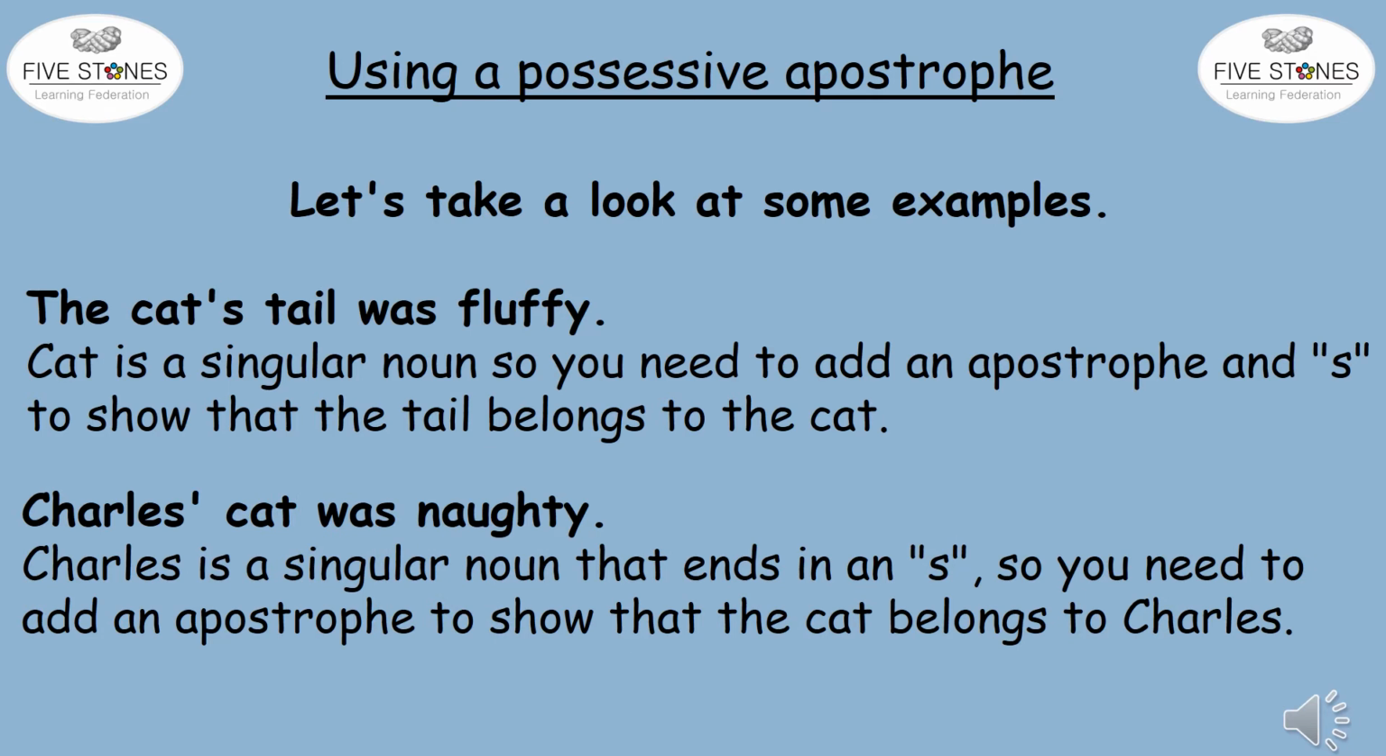Using a possessive apostrophe. Let's take a look at some examples. The cat's tail was fluffy. Cat is a singular noun, so you need to add an apostrophe and an S to show that the tail belongs to the cat. Charles's cat was naughty. Charles is a singular noun that ends in an S, so you need to add an apostrophe to show that the cat belongs to Charles.